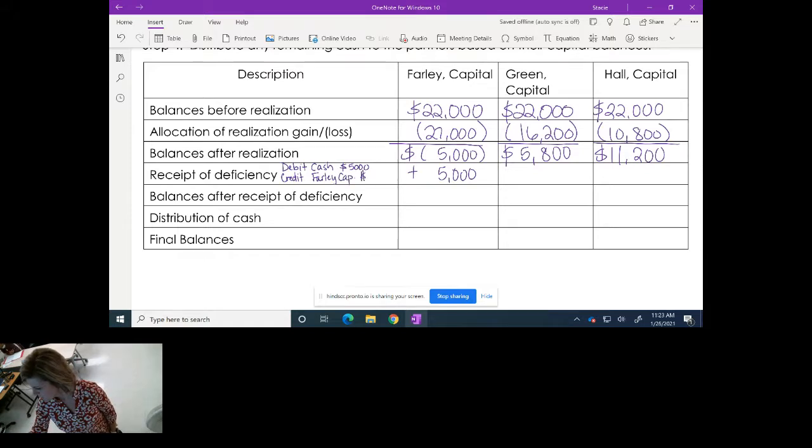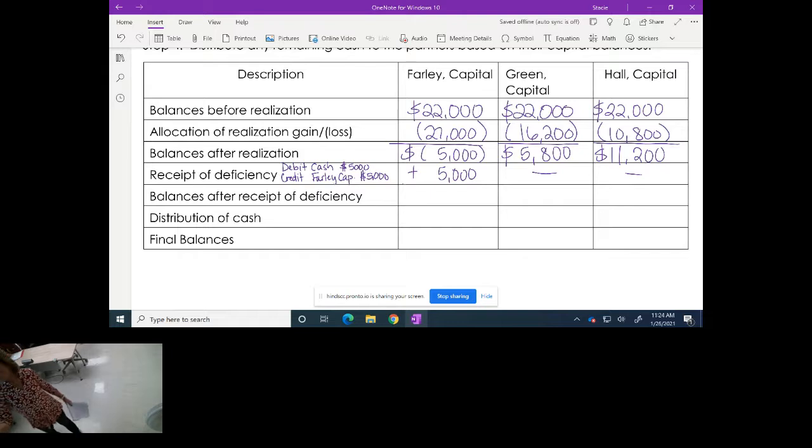Because when I was working up these problems, I guess a year or two ago, I was thinking, no, wait a minute. You put a plus, I'm thinking everything's got to have two sides. So you put the plus there, where does the other part go? It's cash. Okay, so that's not going to change their capital accounts. It's changing cash and Farley's capital. Okay, does that make sense?